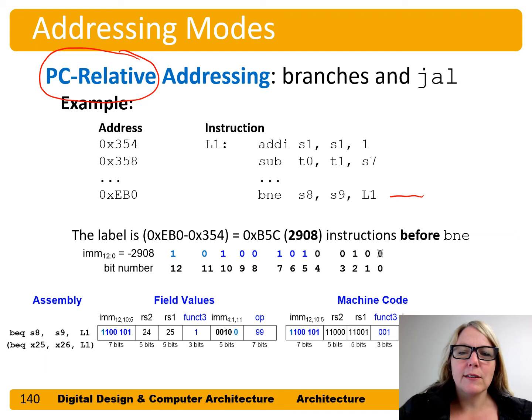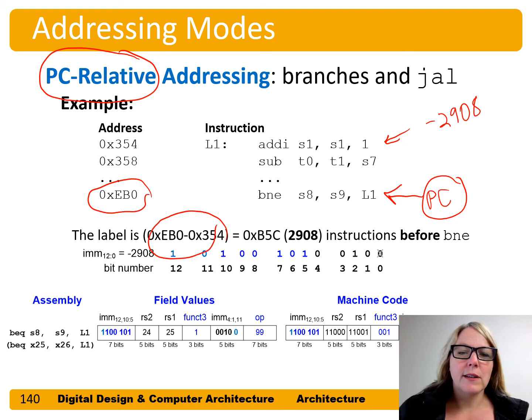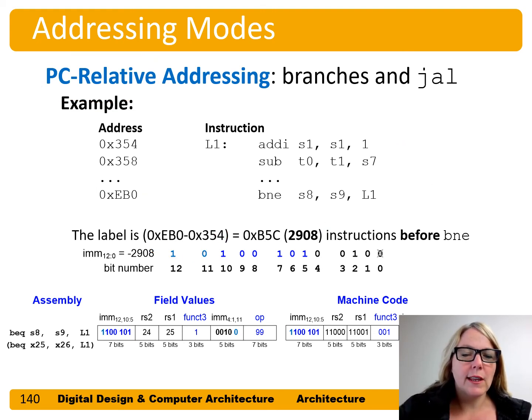So in this case, here's a branch if not equal. So the PC is here, and L1 is, in this case, minus 2,908 bytes before the current PC, before hex EB0. We find that by performing this value, 2,908 before, so we encode minus 2,908 in the immediate field.